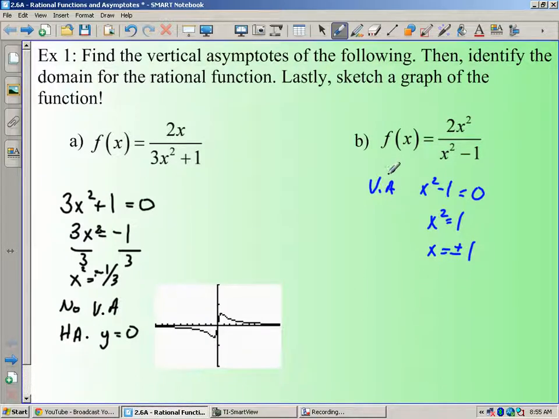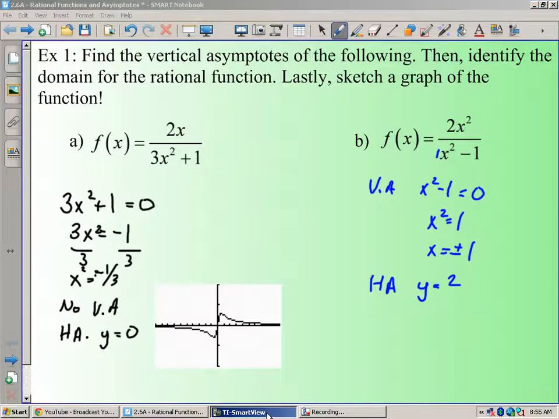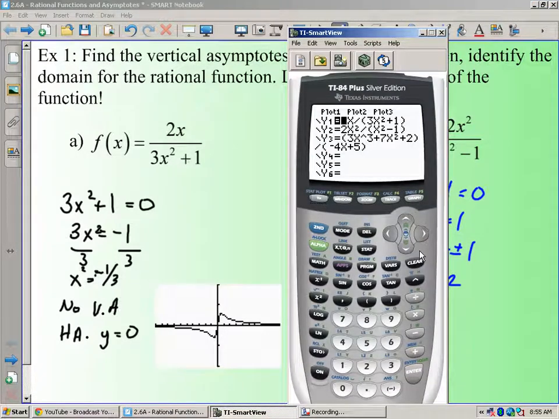Also, I noticed that the degree is the same on top and bottom. So for my horizontal asymptote, it's the ratio of the leading coefficients, which is 2 over 1. So y is equal to 2. I've got a horizontal asymptote at y equals 2. And I don't believe I'm going to have any x or y intercepts if I was to solve this. So I'm going to quickly sketch a graph of this, which I've already set up on my calculator.